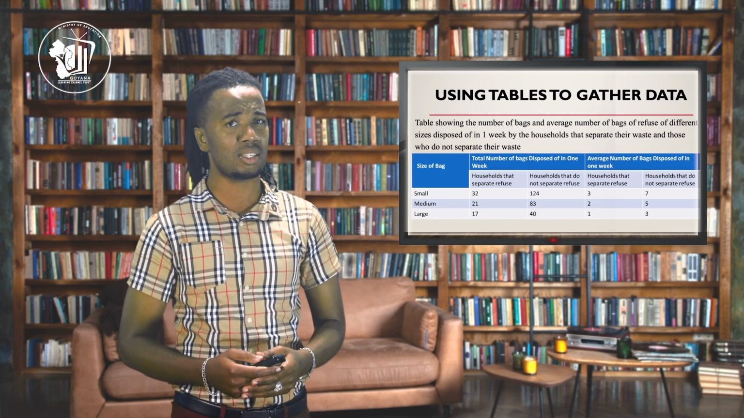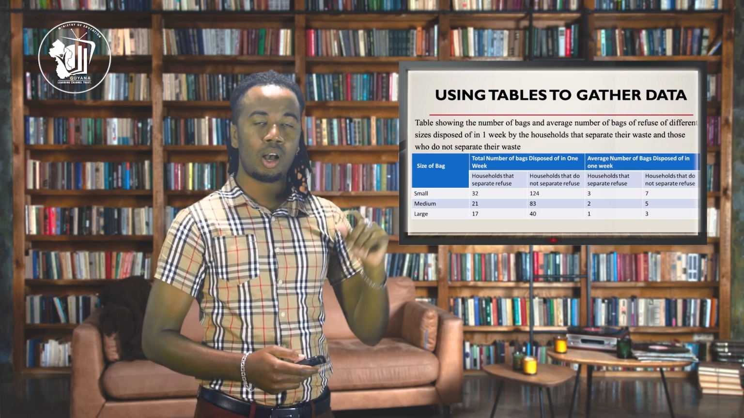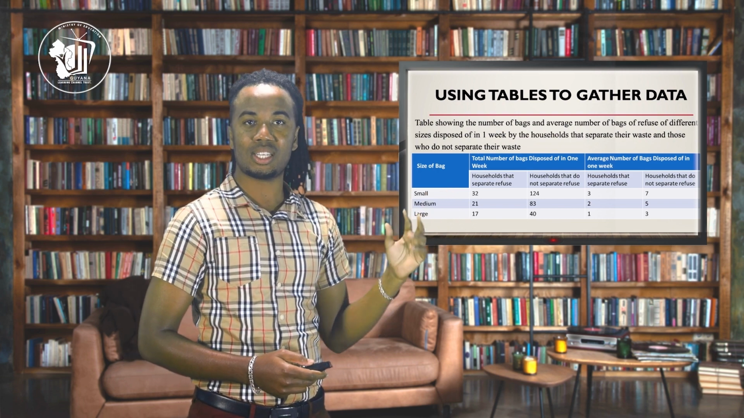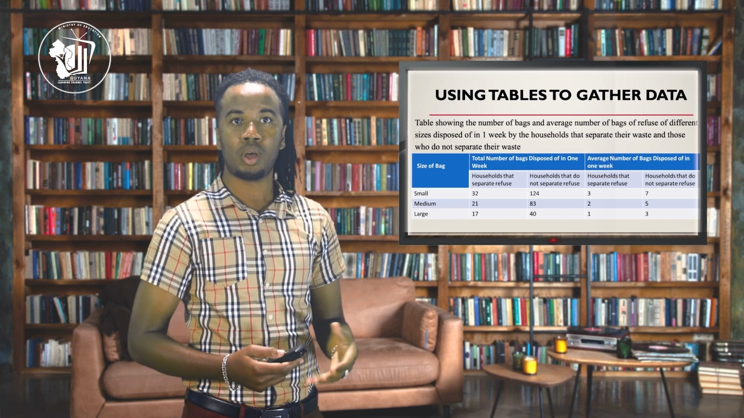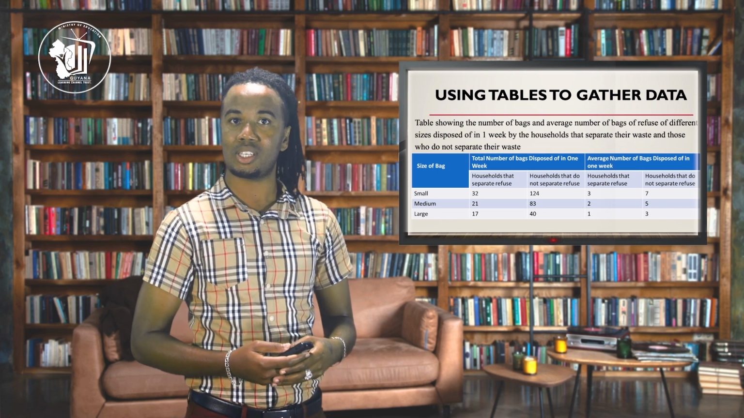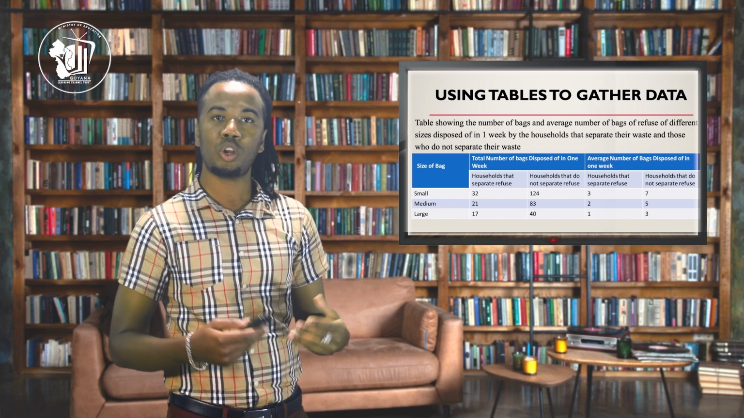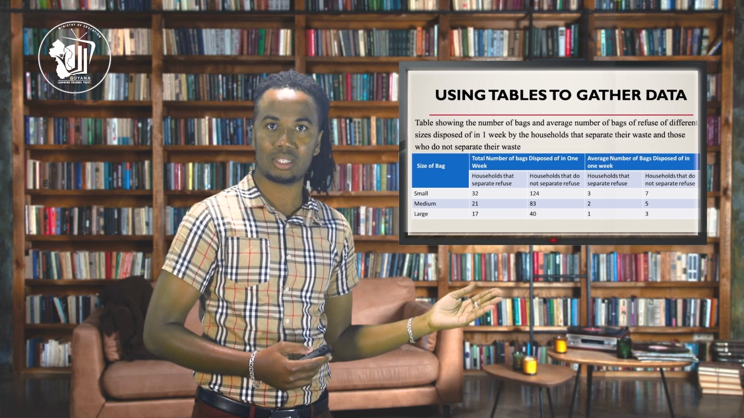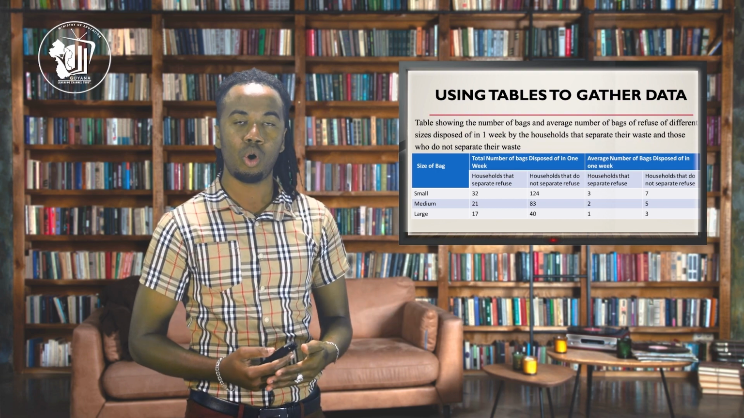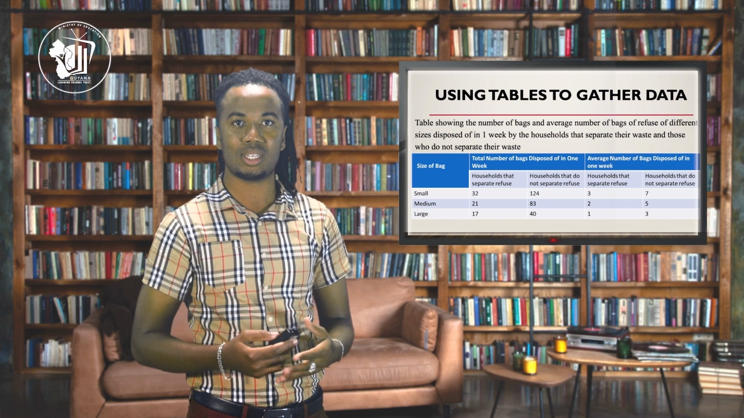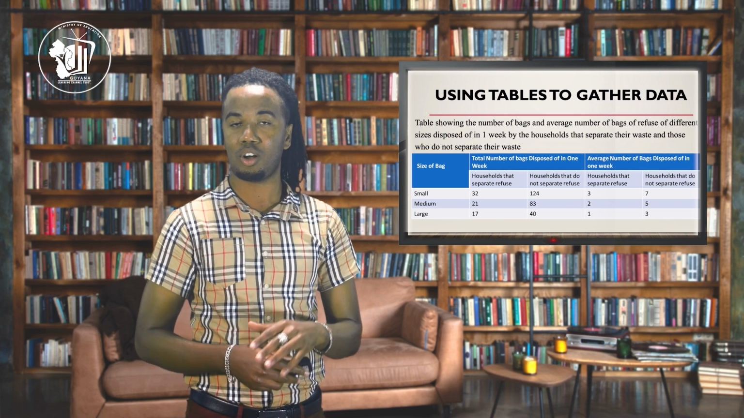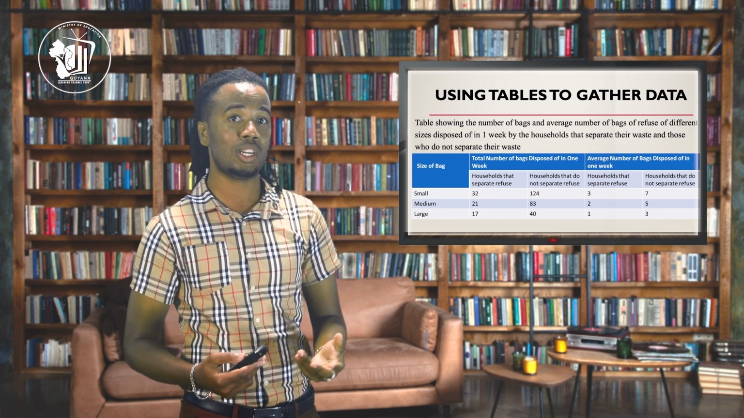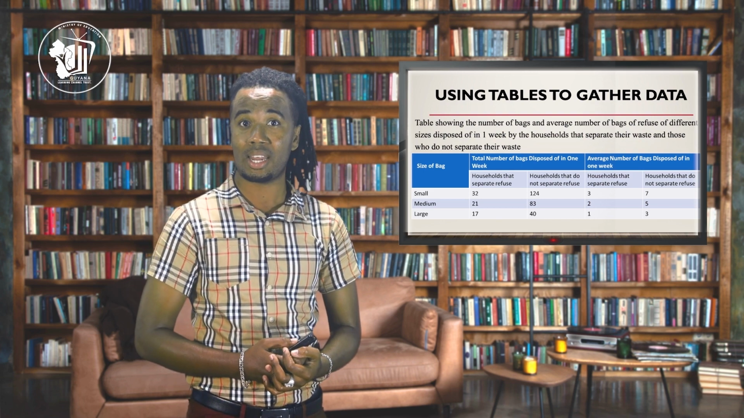In addition to that, the table must bear headings. So, for example, the first column is headed the size of the bag, followed by the total number of bags disposed of in 1 week. So, in other words, students, our table should have headings so that we will know what is being represented in the respective cells of the table. Now, in some cases, you might find yourselves doing calculations and have to record your data in that table.